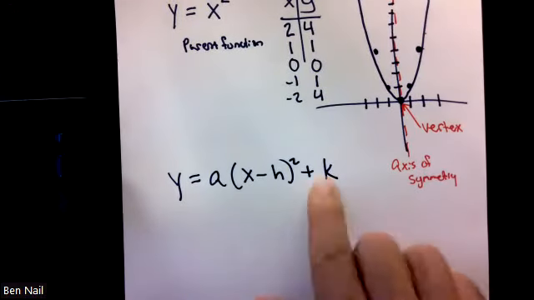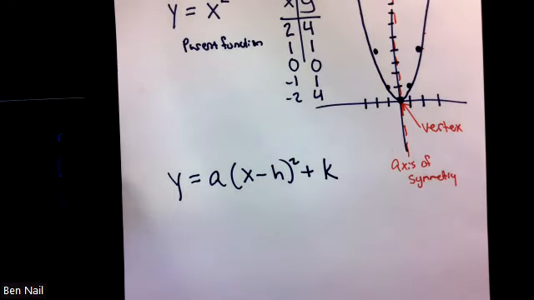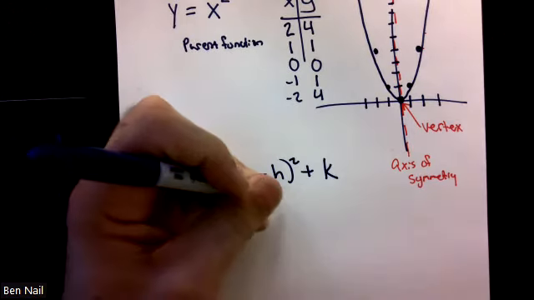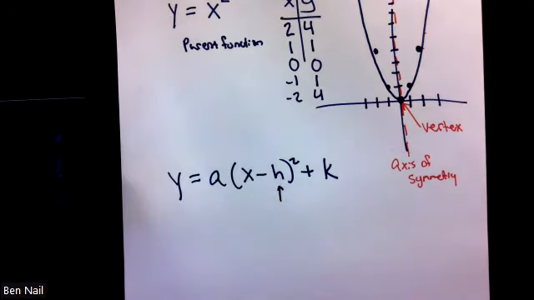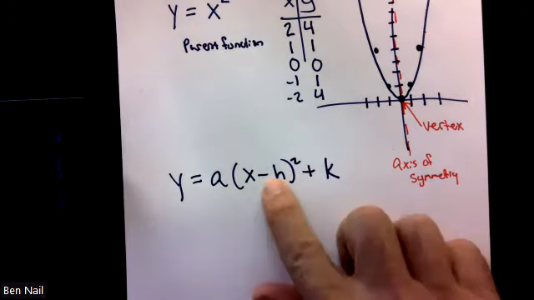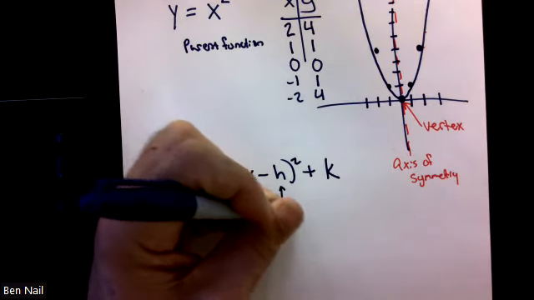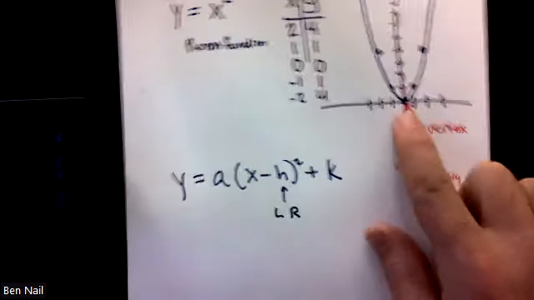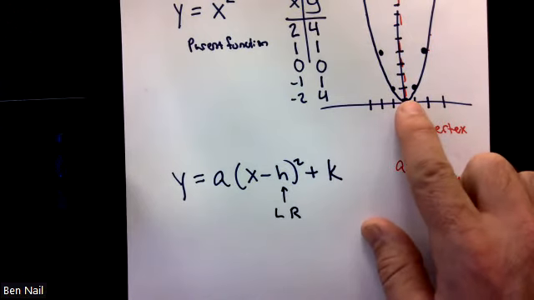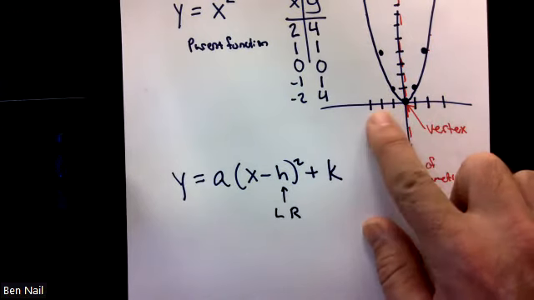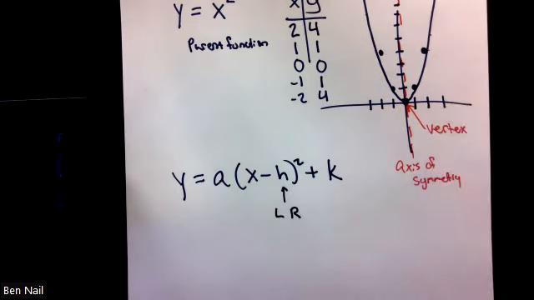Okay. These are the things that can change within a quadratic. First, I want to look at the number inside of the parentheses. So if you are adding or subtracting something with x, this shifts your graph left or right. It's going to take your vertex, grab it from 0, 0, and move it left, or move it right.